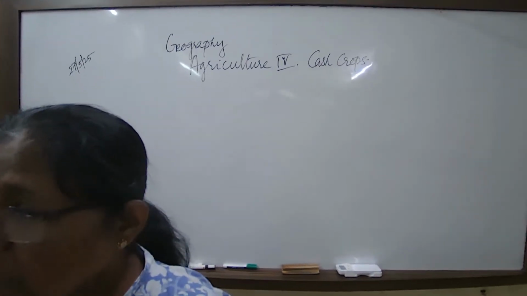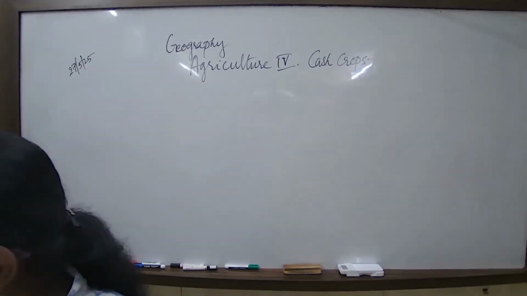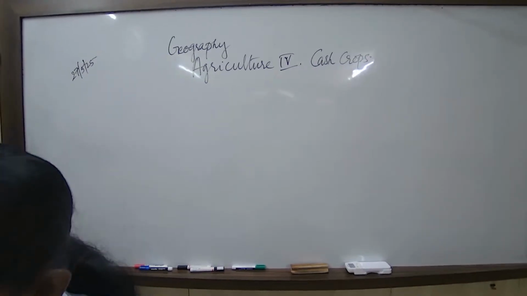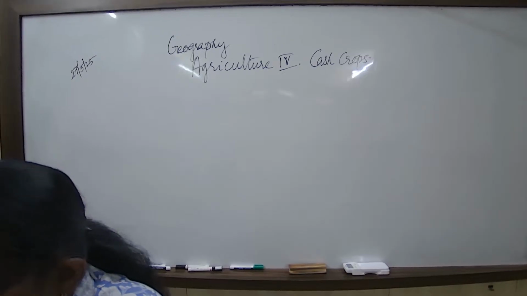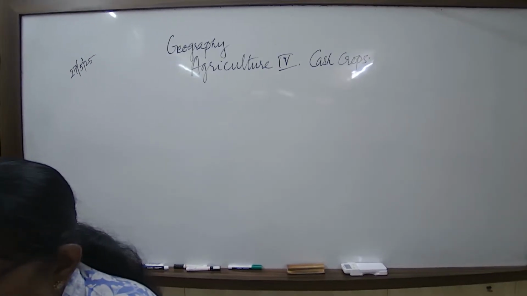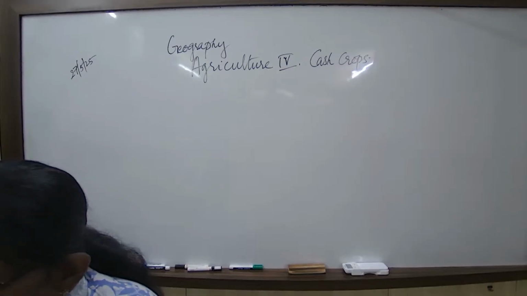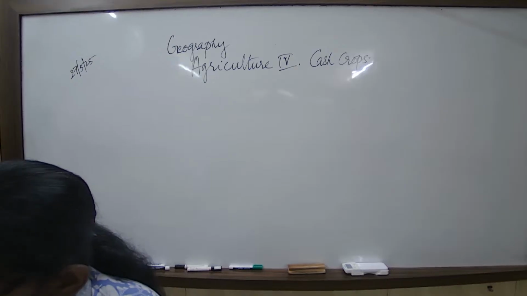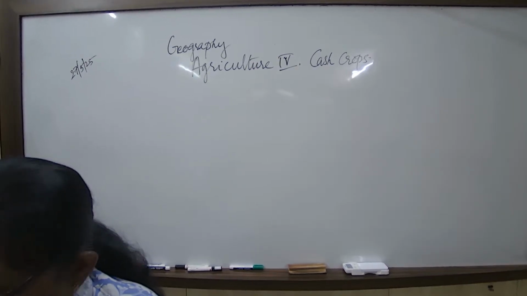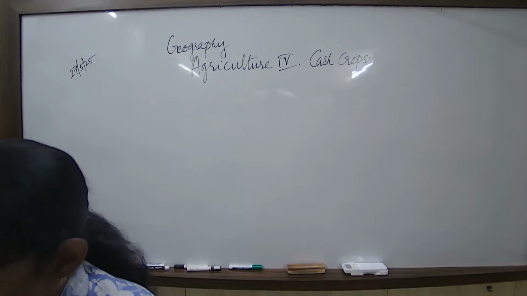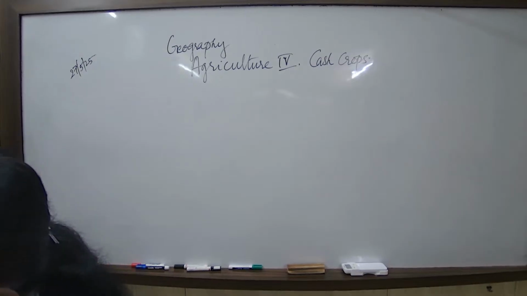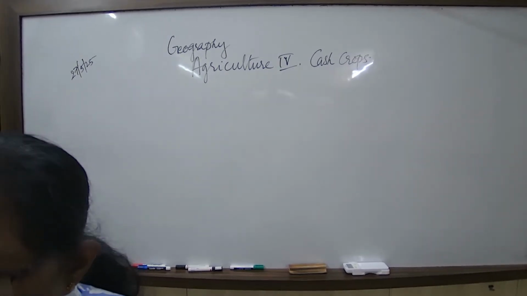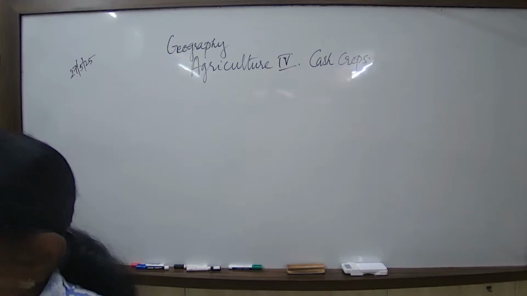Okay, let's have a fast recap of the things. The first lesson of agriculture, we learned about the different types of agriculture: subsistence, commercial, intensive, extensive, shifting, and mixed. Remember? We also saw the challenges faced by the farmers, and the reforms introduced. The chapter is over. Then the next lesson we learned about food crops.